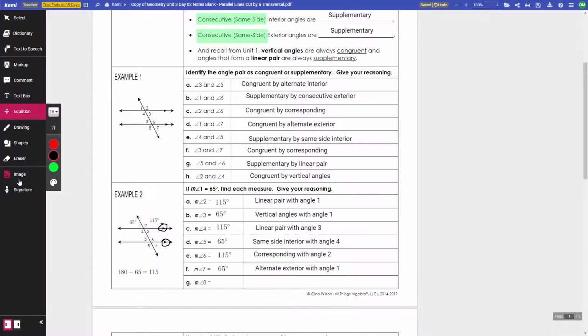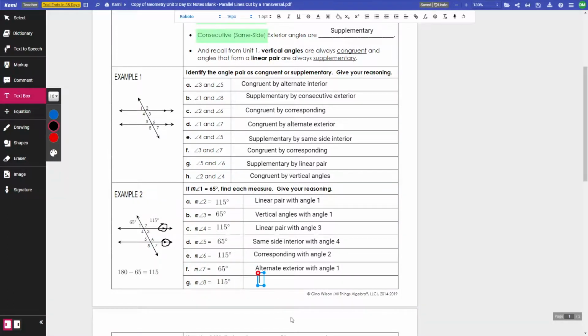And then finally, how big is angle 8? 115 or 65? Okay, it's obtuse. It's obviously 115. And we need a reason, and we've got tons to choose from here. I'll just go back to the vertical angles, and I'll say it's vertical with angle 6.